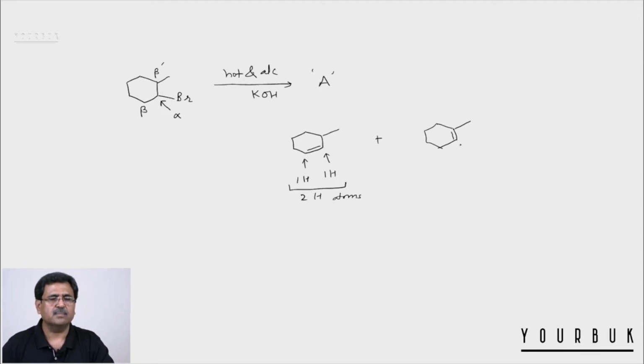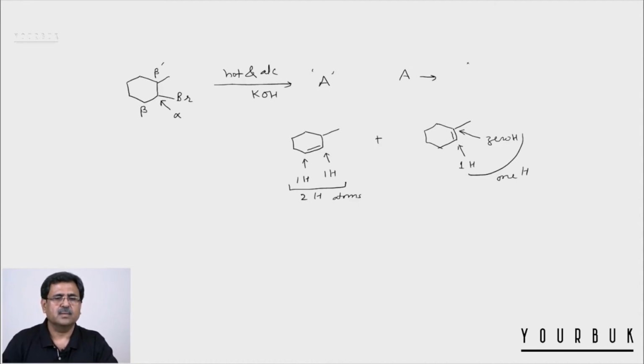Now look at the second alkene. This carbon has one H present, while this double bonded carbon has 0 H present. So in total in this case you have only one H present. So the second alkene contains the minimum number of hydrogens at the double bonded carbon, and hence this is the major alkene. So my answer A is this. So this is my major alkene. So this is the way you have to decide the final product of this dehydrohalogenation.